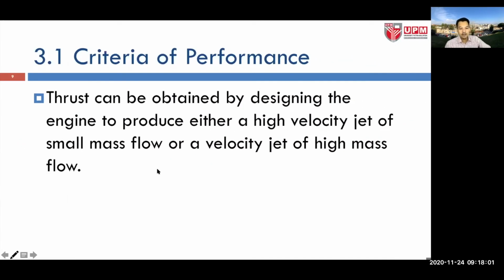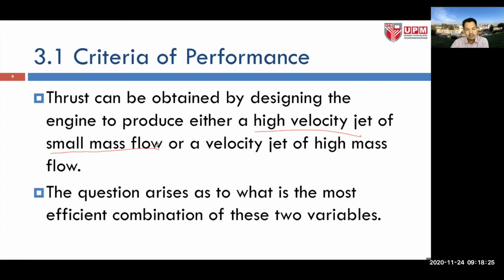And the thrust can be obtained by designing the engine to produce either a high velocity jet of a small mass flow, or a velocity jet of a high mass flow. And the question arises as to what is the most efficient combination of these two variables: whether you want to have a high velocity jet coming out from the propulsive duct of a small mass flow, or a high velocity jet with a high mass flow. So which one is better?